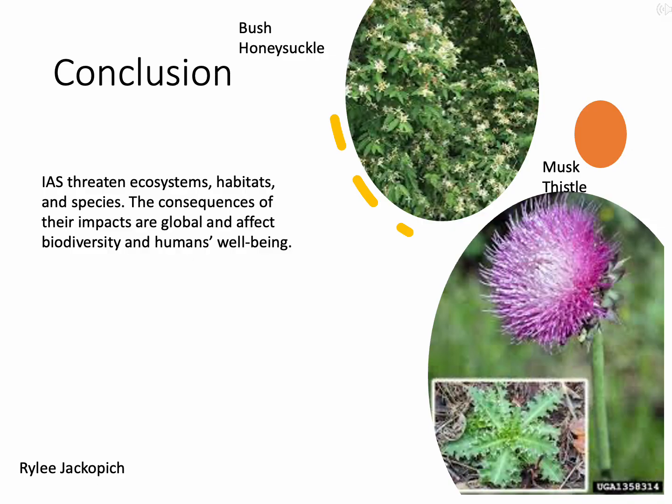Two of the most common invasive species in Kentucky are the bush honeysuckle, which is the plant with the white flowers, and the musk thistle, which looks like a purple flower. They can be seen widespread across Kentucky.